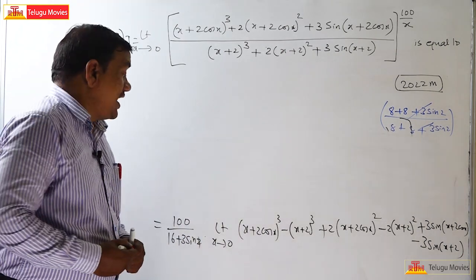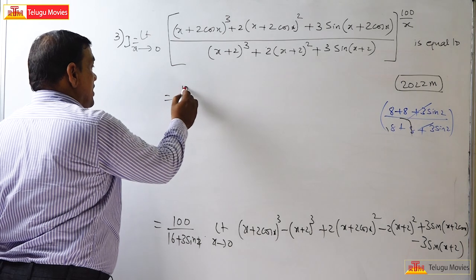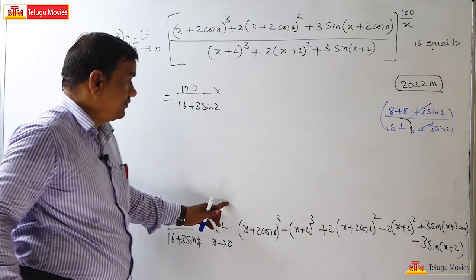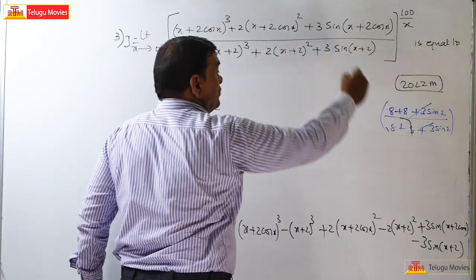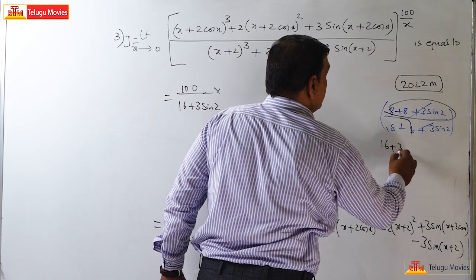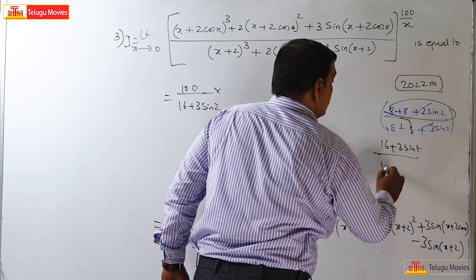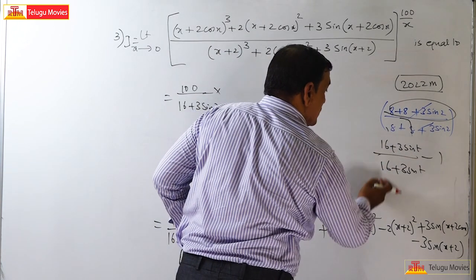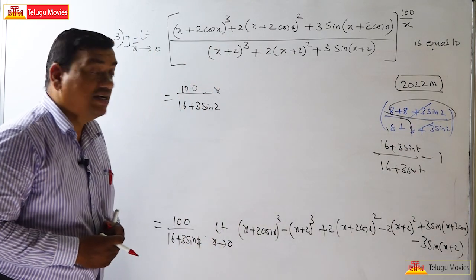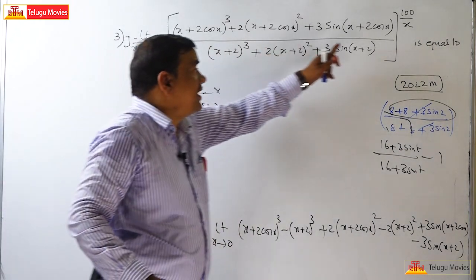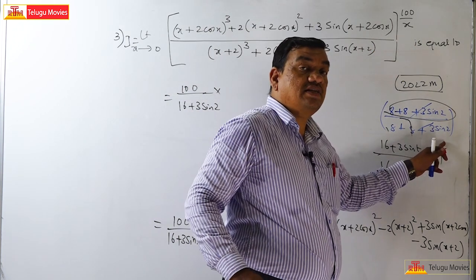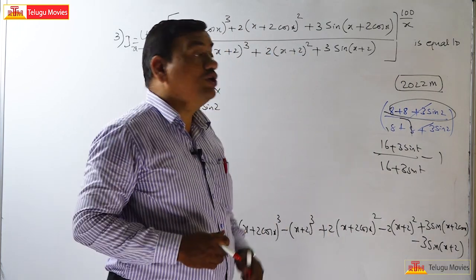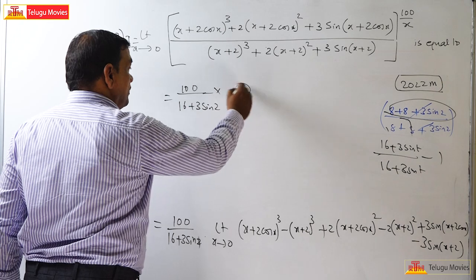Welcome back to the remaining calculation. So here it is 100 by 16 plus 3 sin 2. If you observe here, the numerator value is equal to 16 plus 3 sin 2 by 16 plus 3 sin 2. So this value again comes as a minus. When you are subtracting, 16 plus 3 sin 2 minus 16 plus 3 sin 2 is equal to how much? 0 we got. So this is equal to 0.